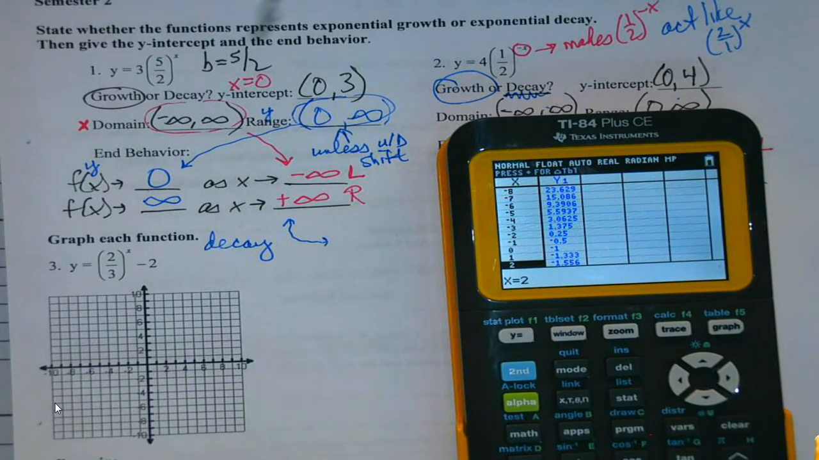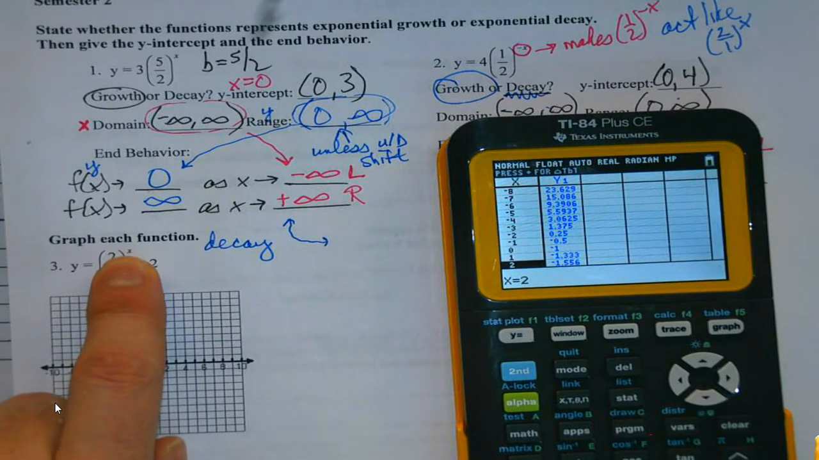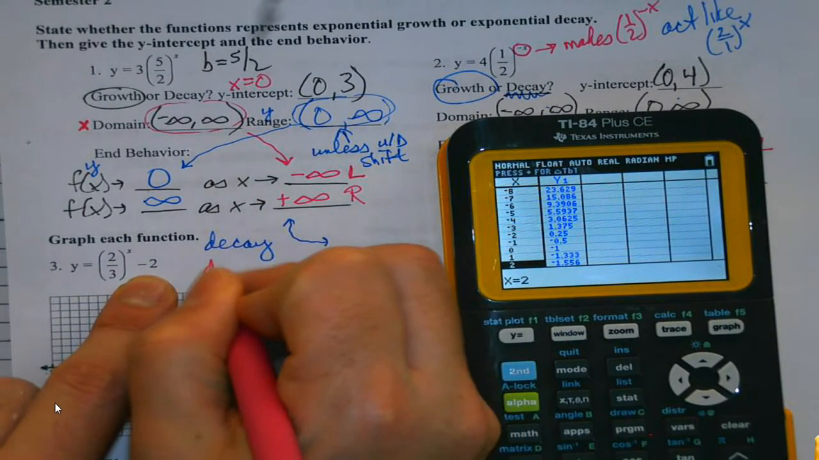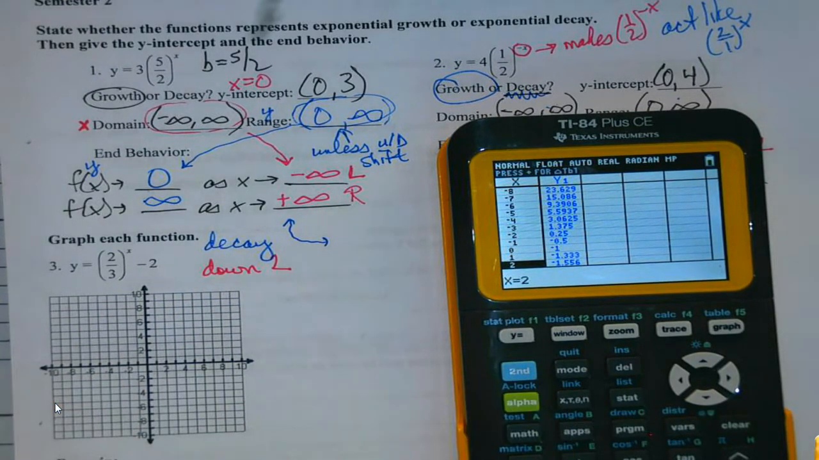The other thing I notice as I start to graph this is that I have a shift this time. When it's up in the exponent, it's left or right. When it's here, it's going to be up or down. So my shift is going to be down 2. Now that's going to come into play here.